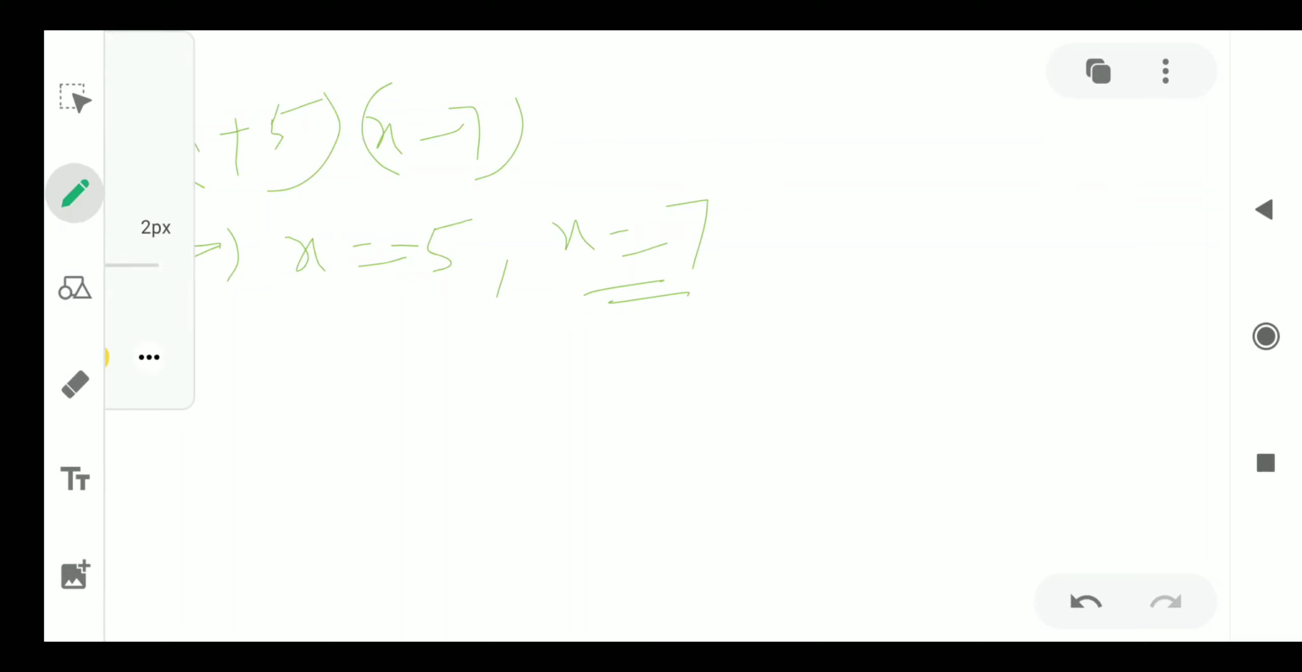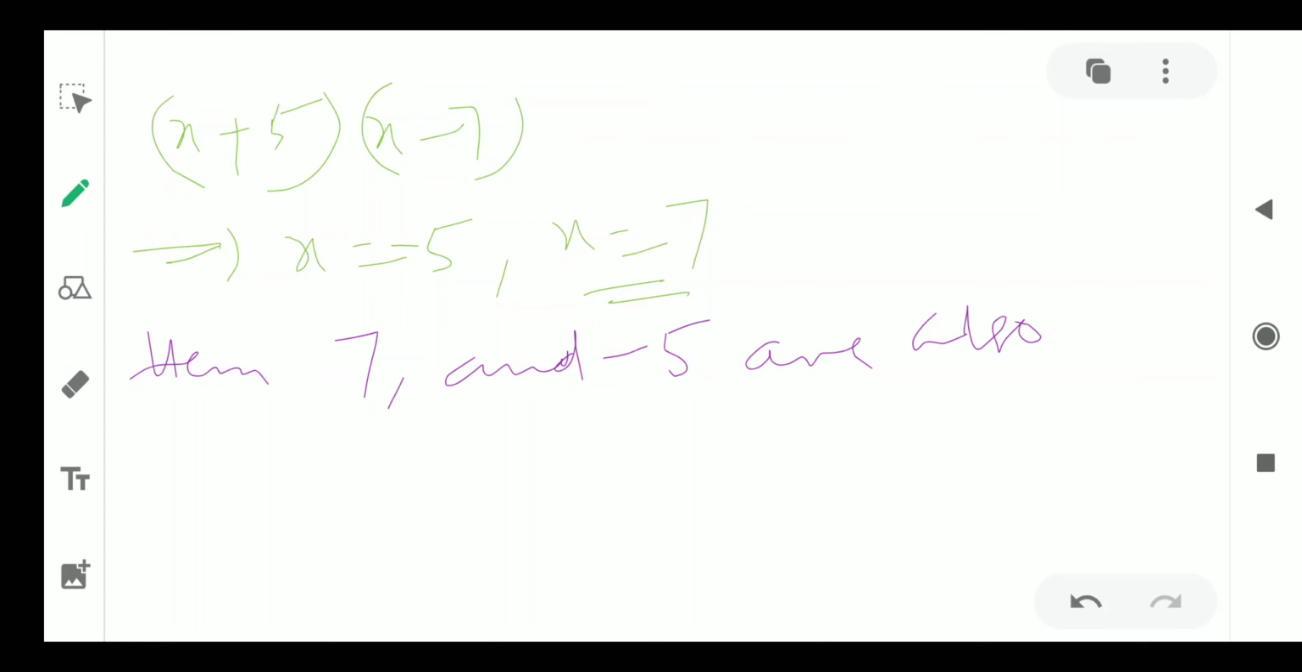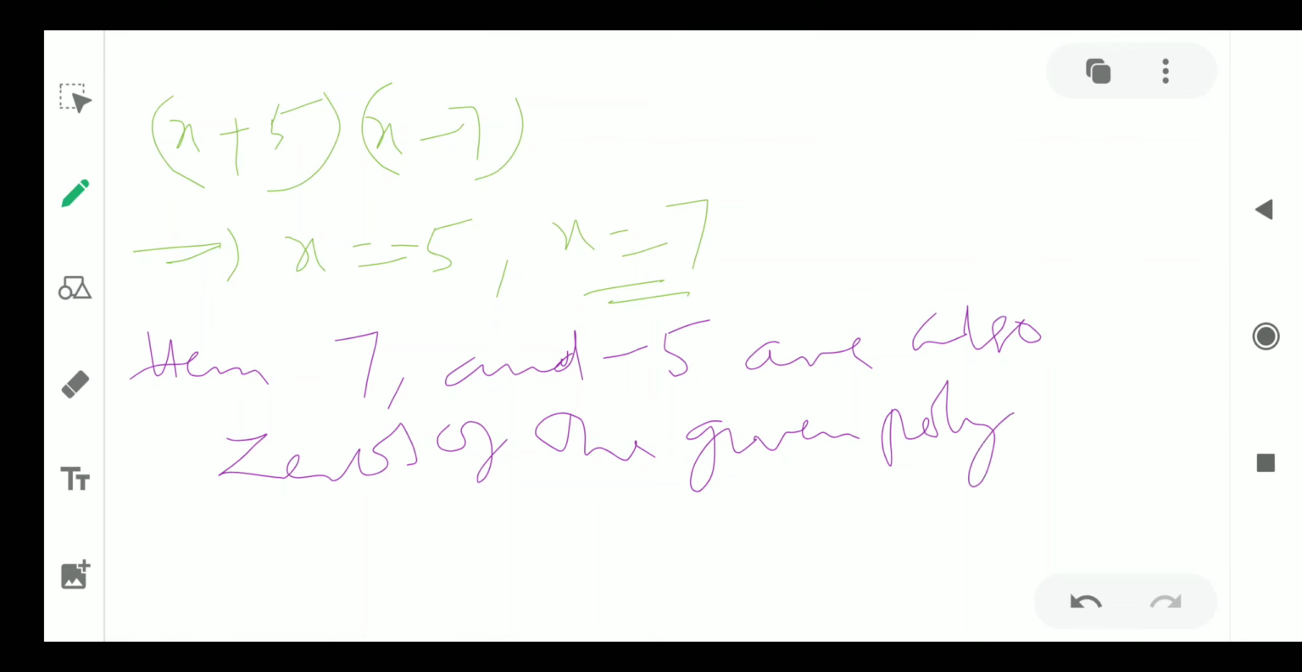So therefore the given zeros are what? The other two zeros are, hence, 7 and minus 5 are also zeros of the given polynomial, right? So totally there are 4.